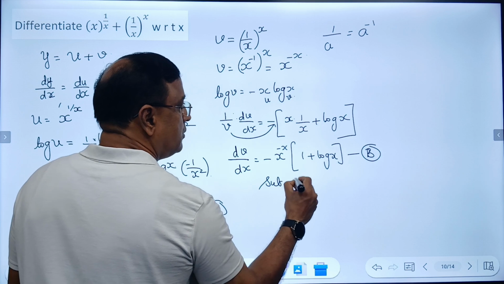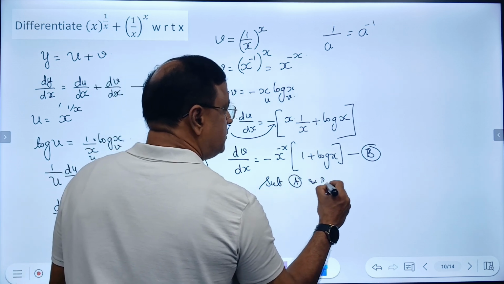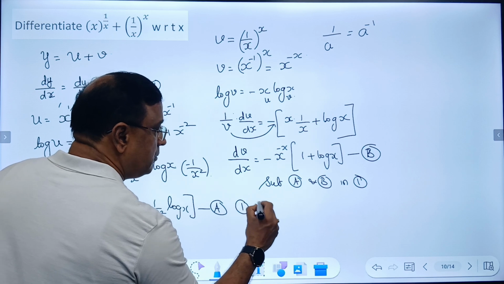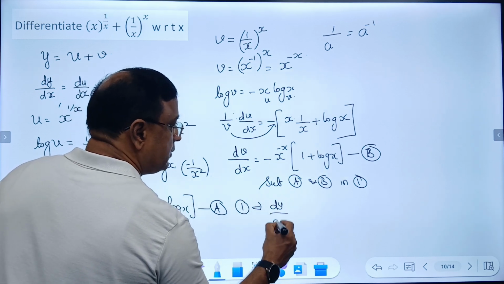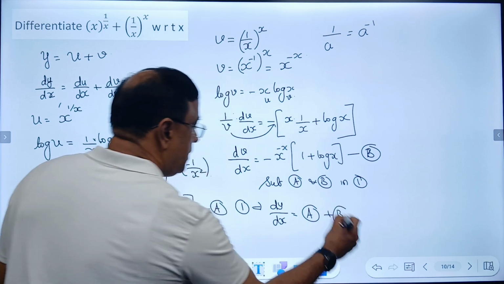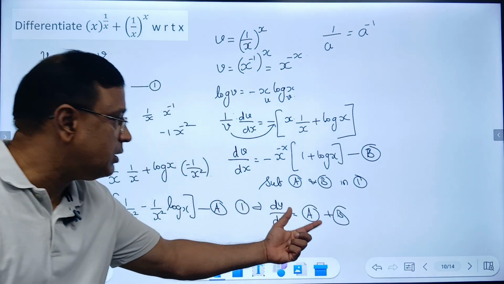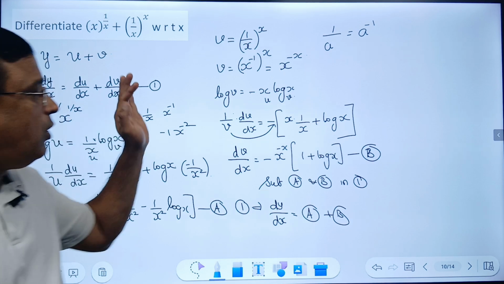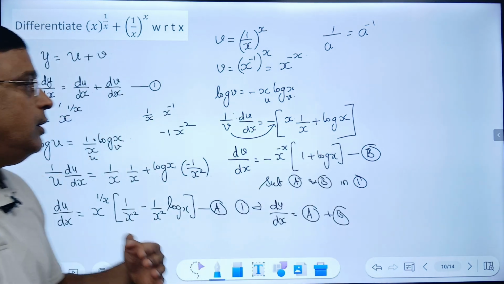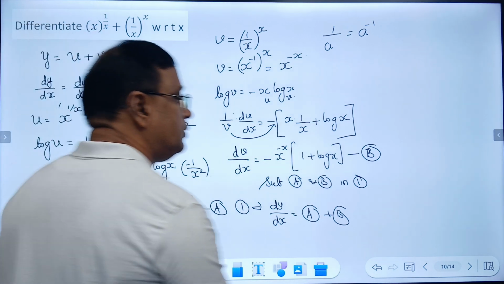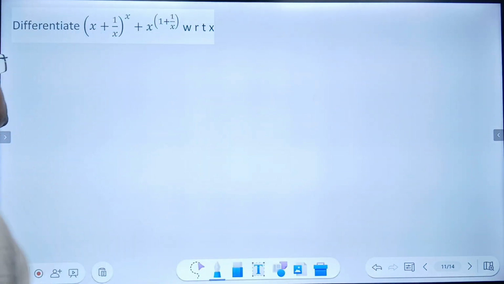Substitute a and b in 1. So what happens to 1? 1 becomes dy by dx is equal to a plus b. Whatever is there in a, you write that. Whatever is there in b, you write that. It's very, very simple sum. The procedure, see, all problems, method is the same. Just for practice, I'm doing all these questions, okay? I hope it's useful to you. Now let's go to the next question.